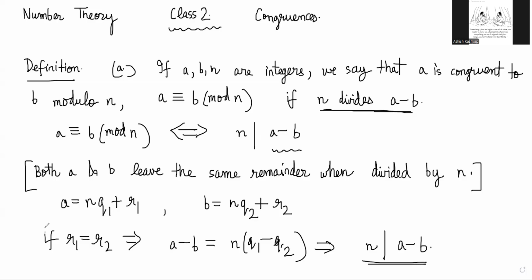Is it clear what I'm saying right now? Yes, sir. So all of these things mean the same thing. When you say a and b are congruent modulo n, it means n divides the difference of the two numbers. It also means that both a and b leave the same remainder when divided by n. So that is the basic definition.